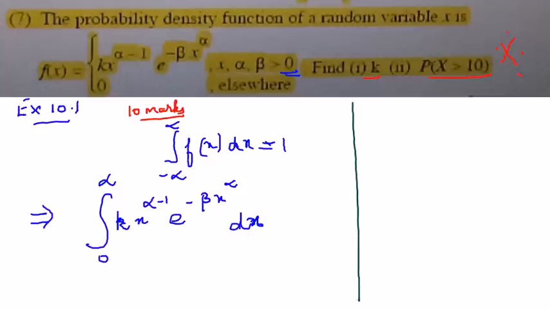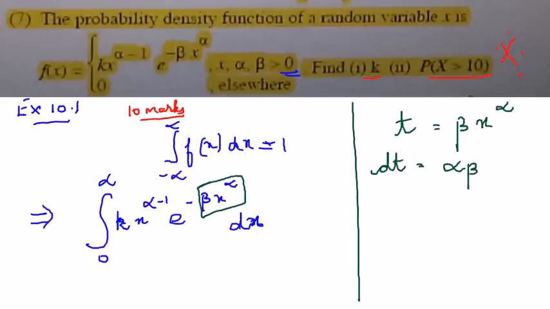So what I'm going to do now is take this beta into x power alpha as a smaller variable t. I'm going to say t is equal to beta x power alpha. Now let's differentiate it. You will get dt is equal to alpha beta x power alpha minus 1. Why am I writing x power alpha minus 1? Of course, you have a dx here.